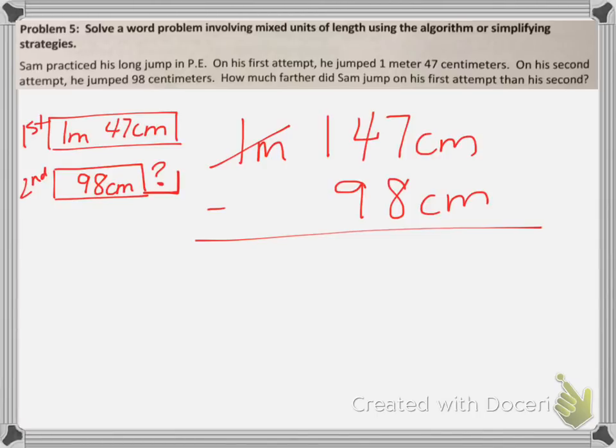Now I can go ahead and do my subtraction. So I'm going to cross off my 4, make it a 3, make this a 17. 17 take away 8 equals 9. Get my centimeters there. Cross this off, make it a 0. This a 3. 13 take away 9 is 4. 49 centimeters. So how much farther did Sam jump on his first attempt than his second?